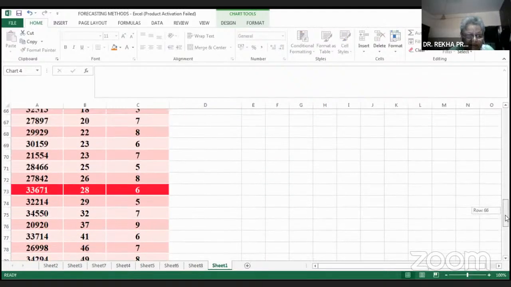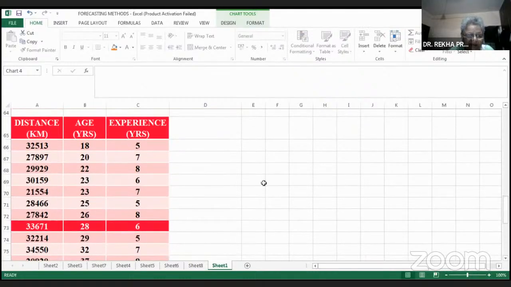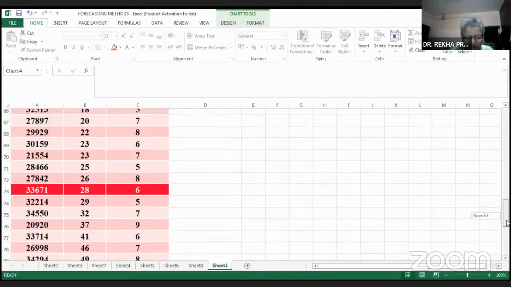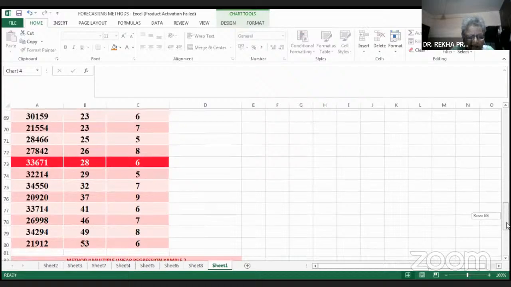Here it is two things. There are some car racers. Their age and experience is given to you, and the distance they'll be covering. You have taken someone of age 18 who has got an experience of 5 years. So the distance he has covered is this much, 35,530. So this is your historical data. Accordingly, you can make a relationship.